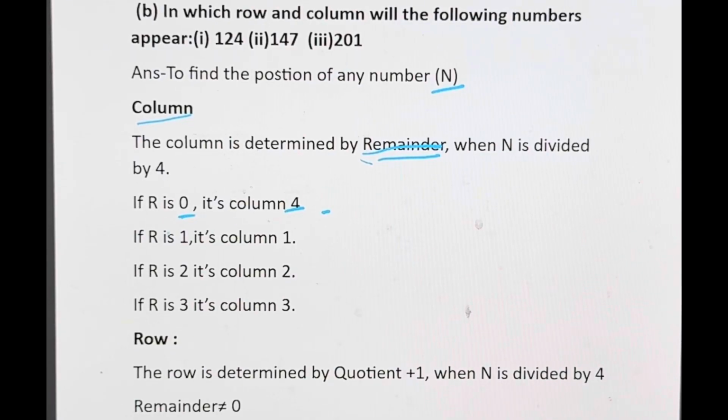If the remainder is 1, column 1; remainder is 2, column 2; remainder is 3, column 3. So finding out the column is very easy. You just divide, find out the remainder and write the column accordingly.